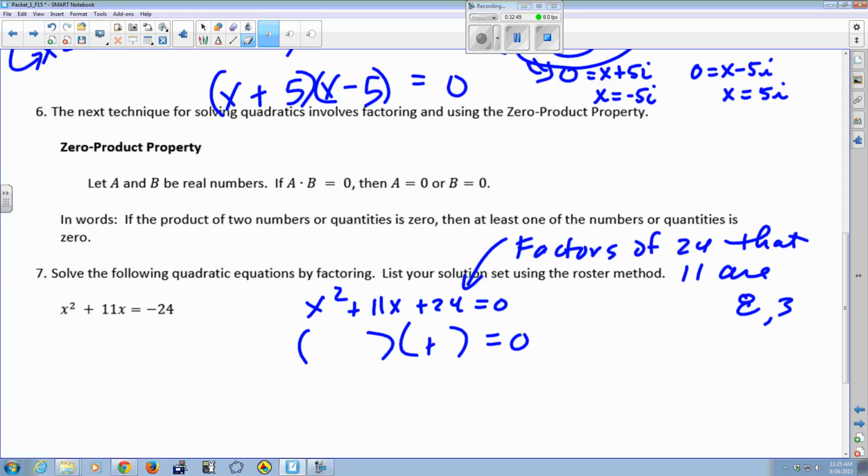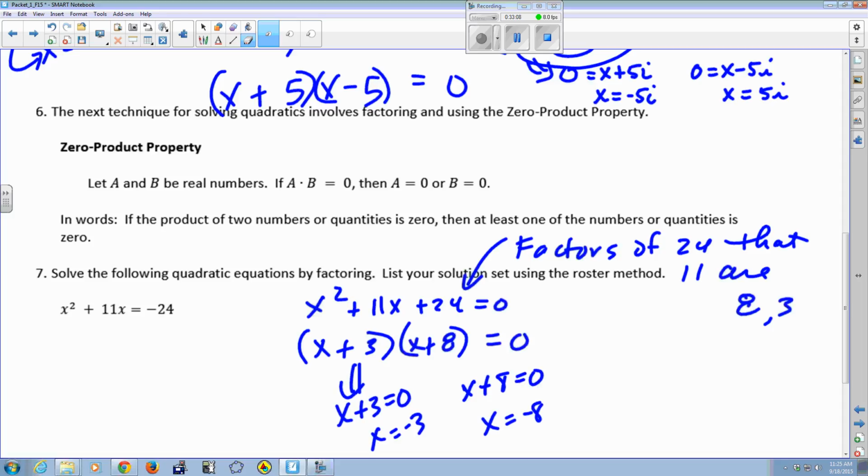They're both positive. The order doesn't matter. And now I use this property because now I have two things that I multiply to equal 0. So I say, hey, when is this thing equal to 0? When x is negative 3. And when does this factor equal 0? When x is negative 8.